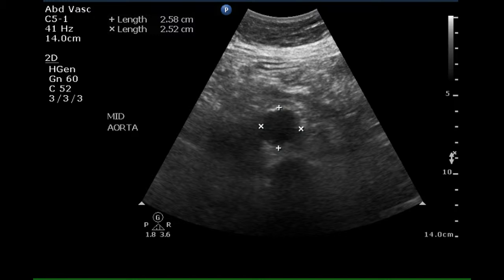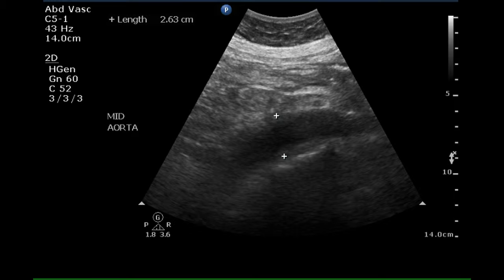The mid portion of the aorta measures 2.6 centimeters in AP and 2.5 centimeters in width. The 2.6 centimeter measurement may be slightly exaggerated because the AP is measured in a transverse scanning plane. A sagittal scanning plane is best for this measurement. Both of these measurements are normal.